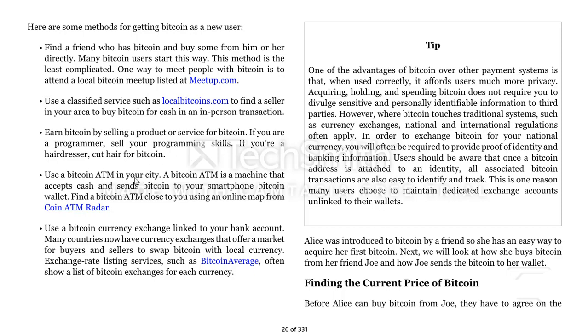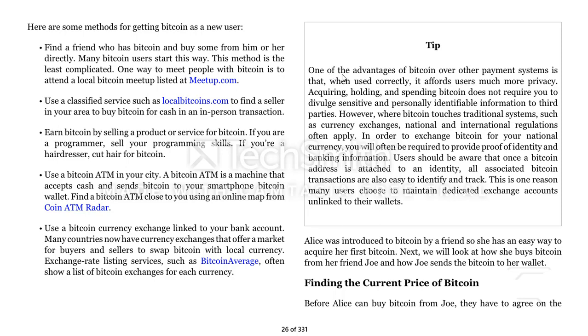Use a Bitcoin ATM in your city. A Bitcoin ATM is a machine that accepts cash and sends Bitcoin to your smartphone Bitcoin wallet. Find a Bitcoin ATM close to you using an online map from Coin ATM Radar. Use a Bitcoin currency exchange linked to your bank account. Many countries now have currency exchanges that offer a market for buyers and sellers to swap Bitcoin with local currency. Exchange rate listing services, such as Bitcoin Average, often show a list of Bitcoin exchanges for each currency.